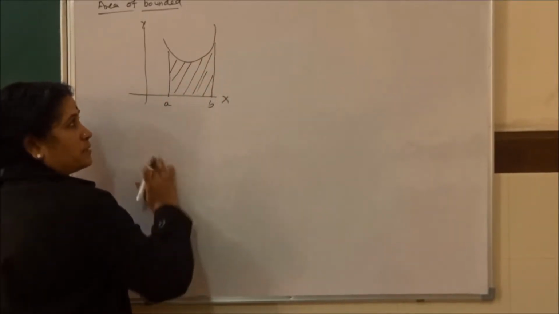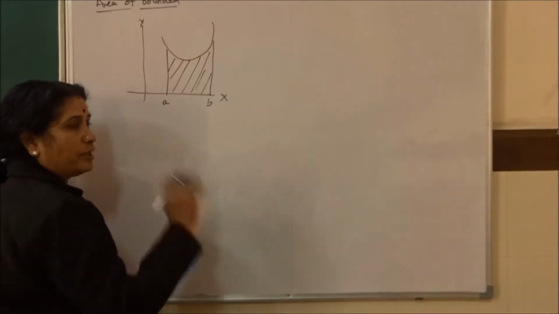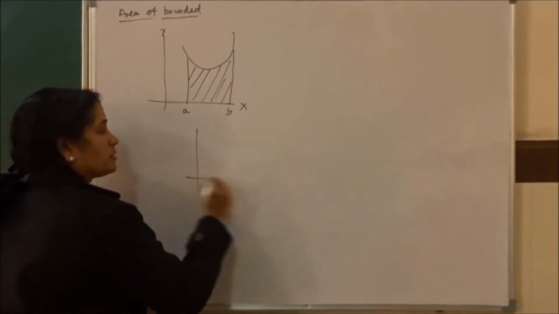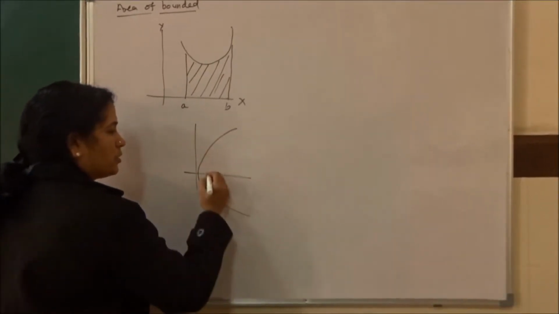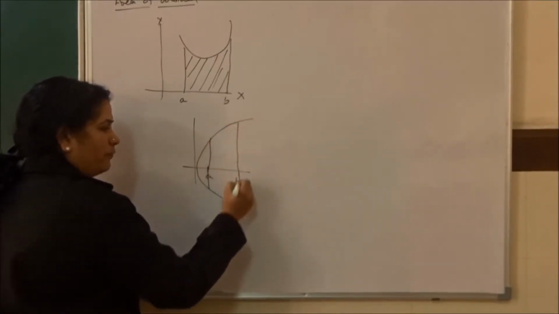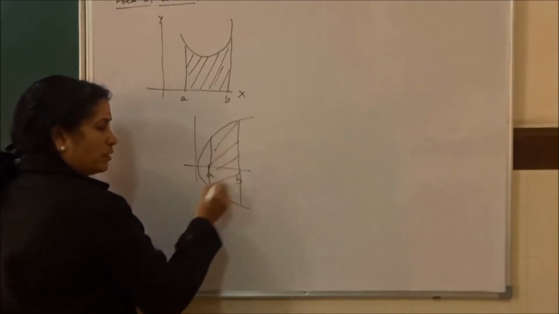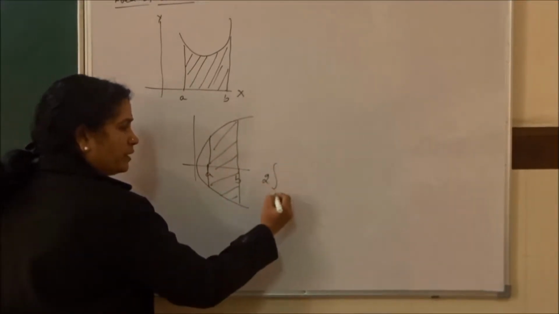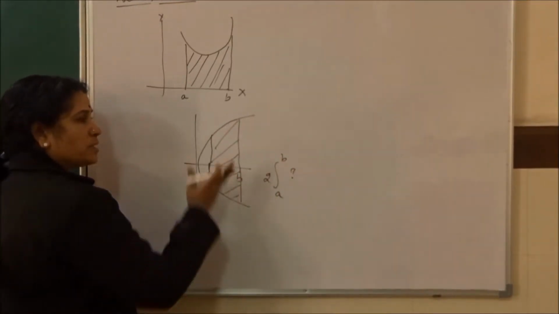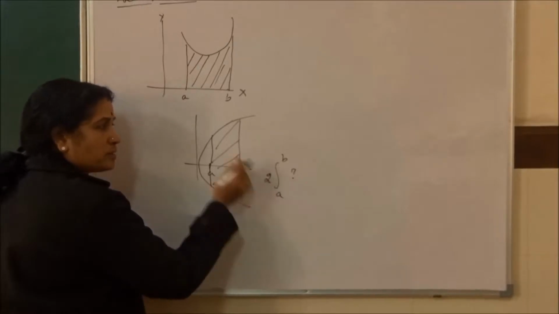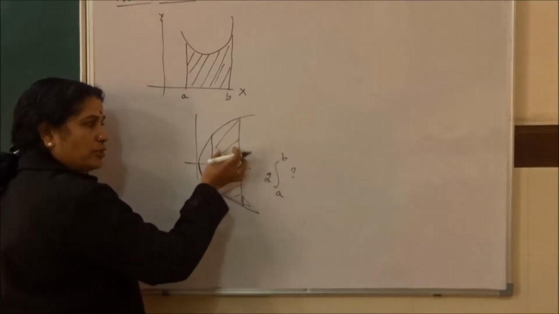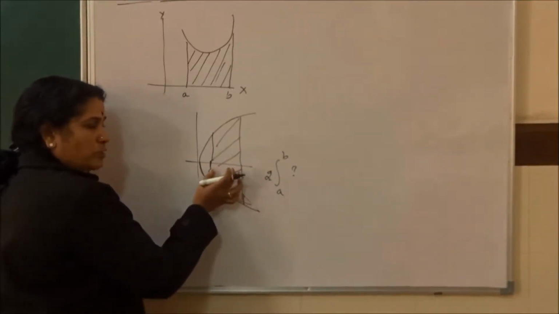Area always under the curve, towards the x-axis. Suppose we want to find this area A to B, and the parabola is like this. This is A, this is B. If I need area A to B, since this parabola is symmetric, this area is twice the integral A to B of whatever the parabola equation is. Symmetric part means whatever the area of this region, the same part we have on the other side. So that's why A to B.